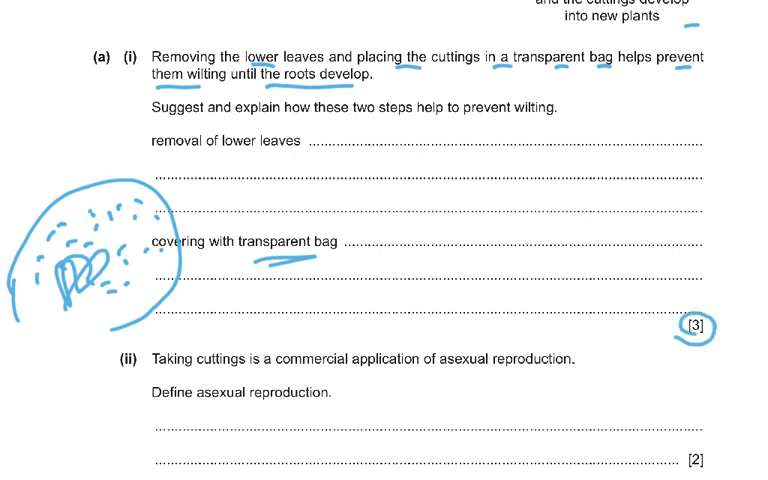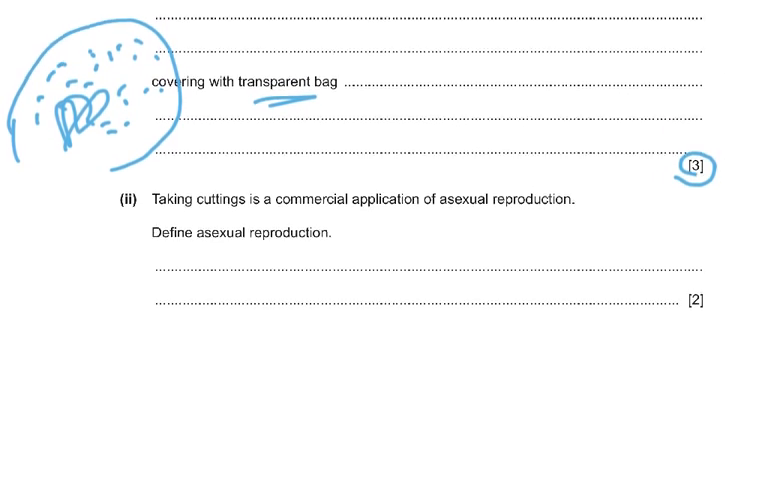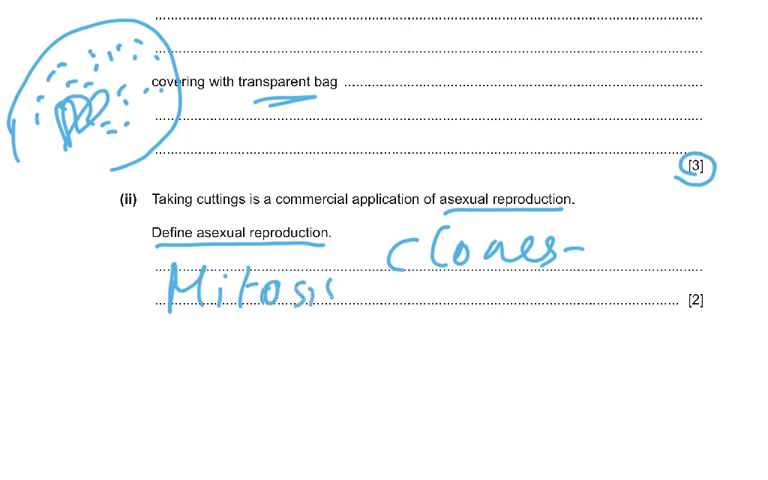Then taking cuttings is a commercial application of asexual reproduction. Define asexual reproduction. Asexual reproduction is what? Production of genetically identical offspring, or what do we say? We call that clones. And how do we produce this? Only by mitosis, just cell division. There's no meiosis, and only one parent is involved.